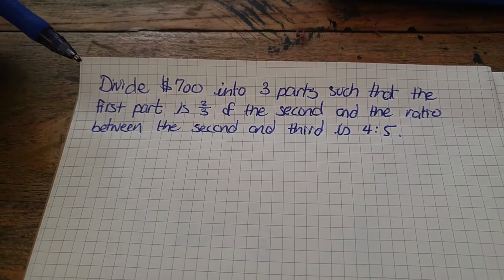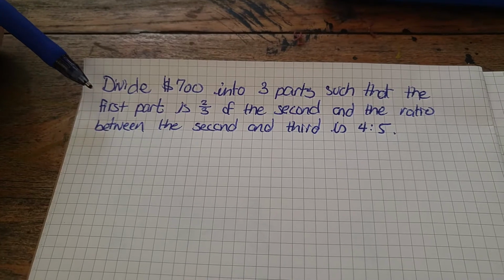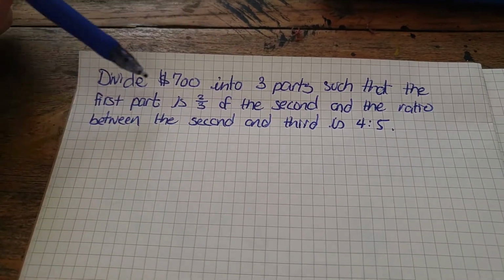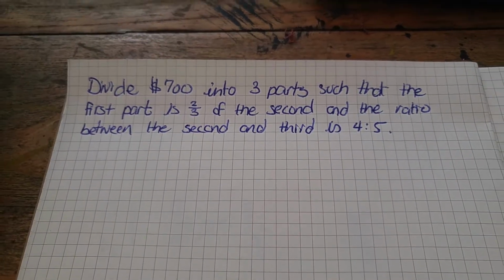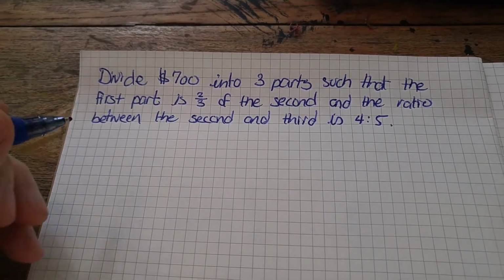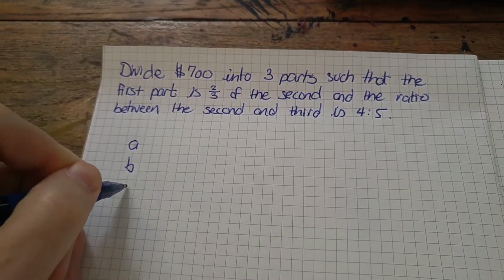Okay, this is from the quiz on Friday. Divide $700 into 3 parts, such that the first part is 2/3 of the second, and the ratio between the second and third is 4:5. So there are 3 parts, A, B, and C.